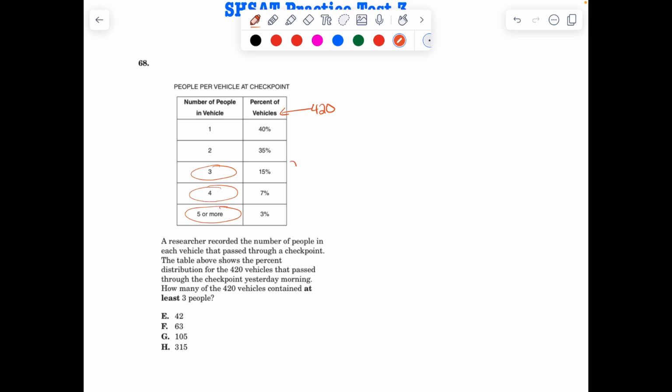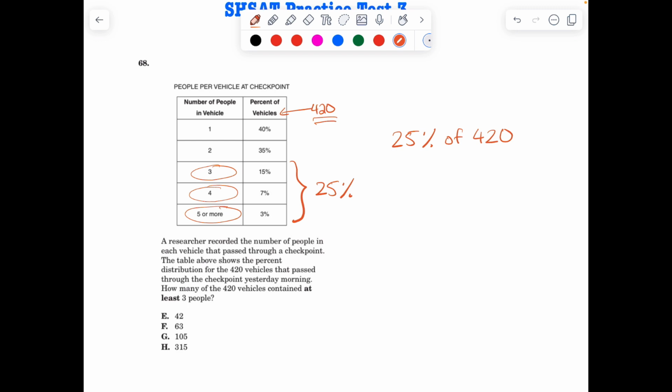So that means that the percentage of vehicles I'm looking at is the sum of these 3 percents here, which is 25%. And so what I really want to know is, what is 25% of the total vehicles? And those total vehicles are 420. So we're just calculating 25% of 420. Remember, you don't have a calculator.